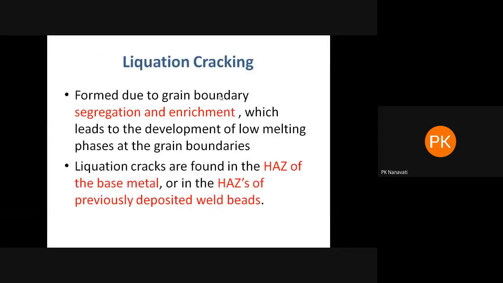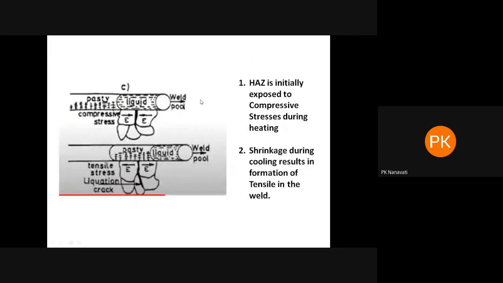Before we move to this, we also have to understand the crack formed in the heat affected zone. Liquation cracking forms due to grain boundary segregation and enrichment that leads to development of low melting phases. Most of the time it develops in the heat affected zone of the base metal or in previously deposited weld beads. Just how we can understand the liquation cracking: for example, you see pictures C and D, right? You see C and this other picture.